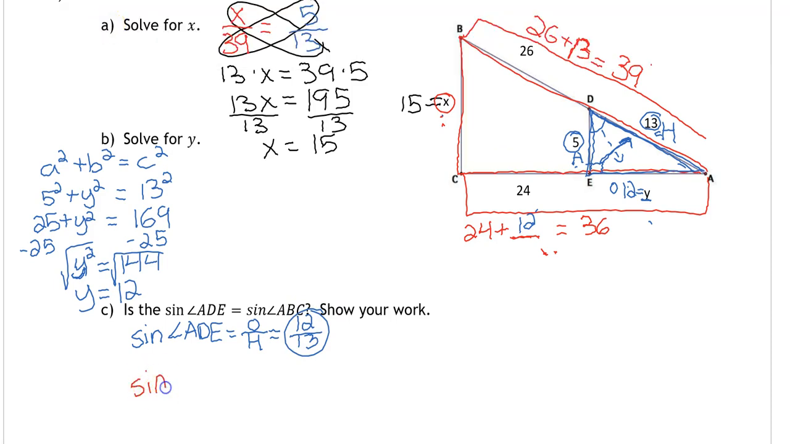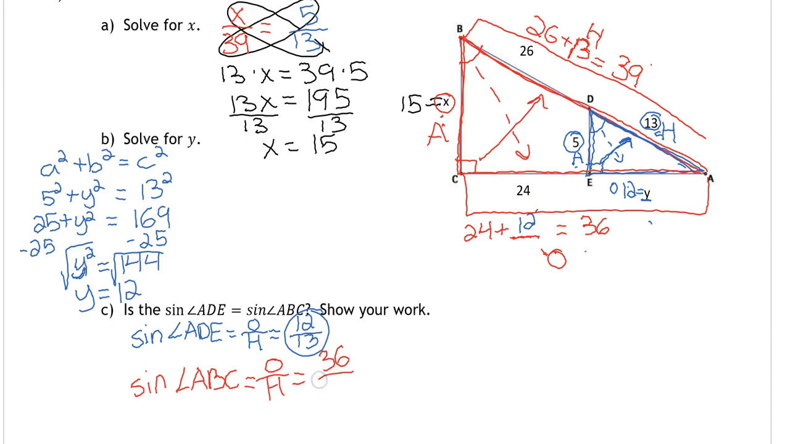Now, same thing for angle ABC. So the sine of angle ABC, A to B to C. Okay, this is my right angle. So I have my hypotenuse, my opposite side, and my adjacent side. So my opposite side is, all right, opposite over hypotenuse. My opposite side is 36. My hypotenuse is 39. I have to reduce those still. 36 over 39 is 12 over 13.